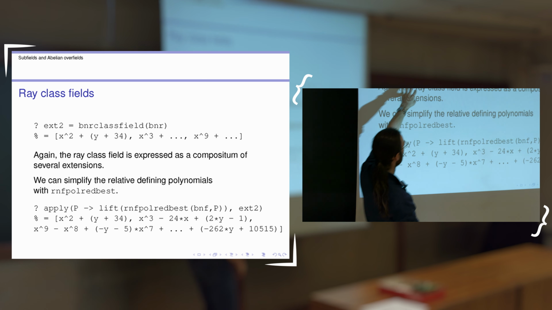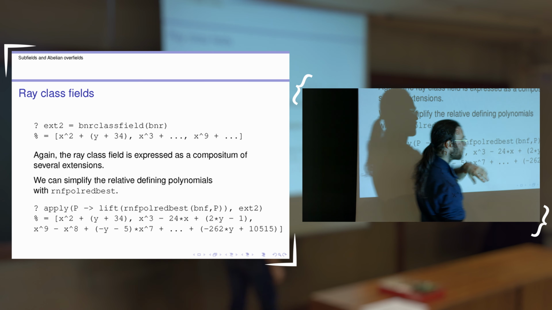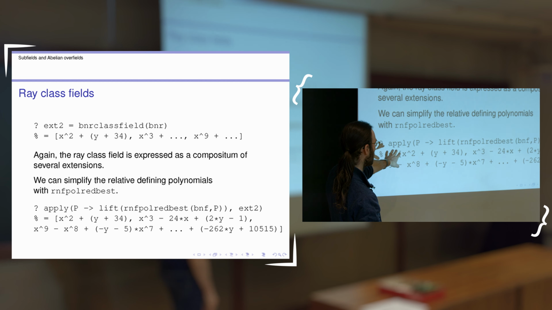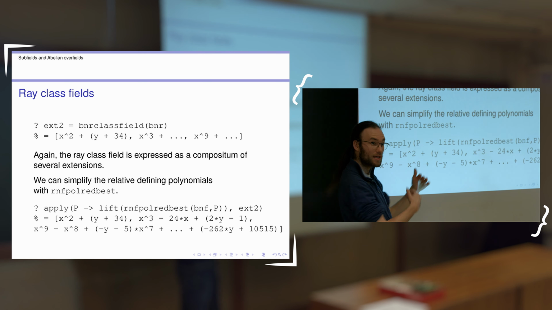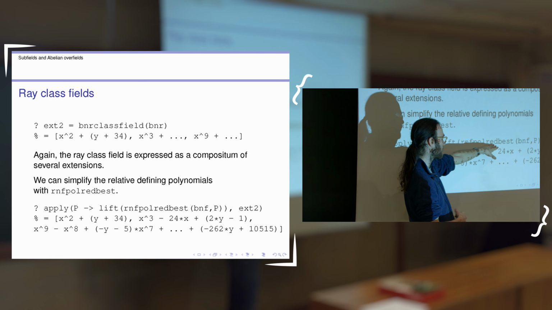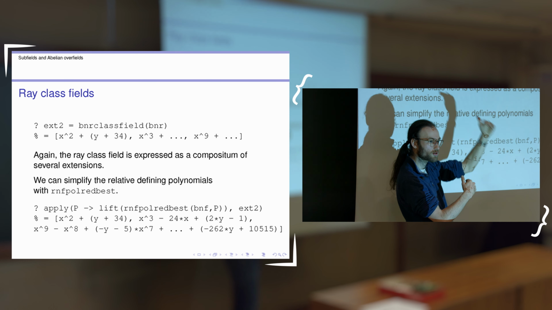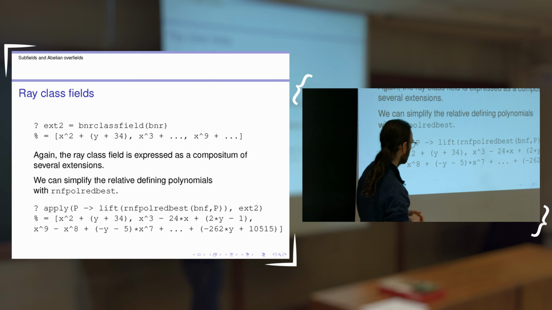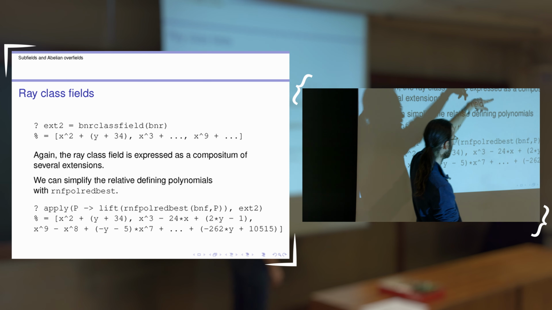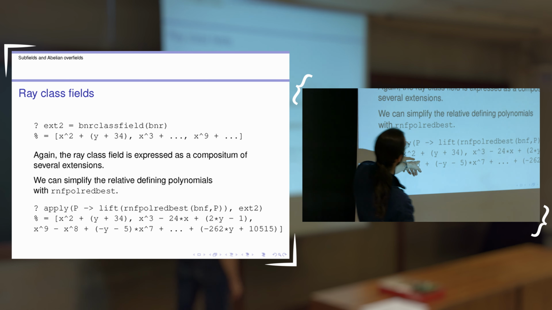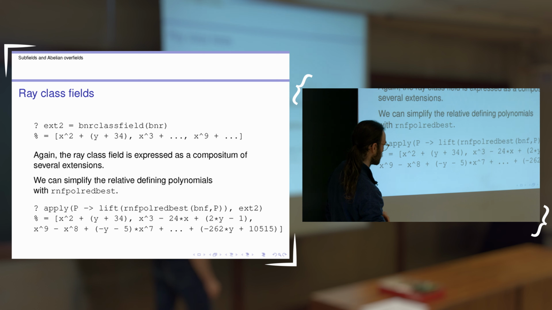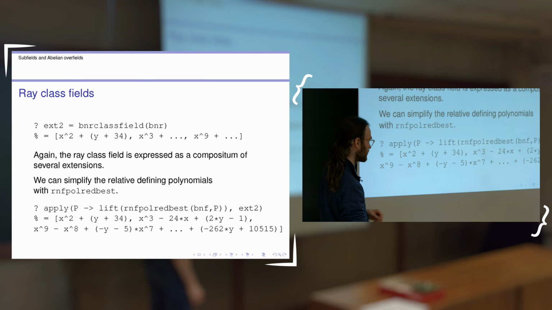And OK, so these polynomials will be slightly ugly, probably. And so again, you can simplify them. Now, remember, we used polredbest to simplify absolute polynomials over Q. Here we have the function rnfpolredbest that simplifies defining polynomials for relative extensions. OK, so we can apply that to these 3 polynomials and get slightly nicer defining polynomials. Well, the quadratic was pretty simple already, but the cubic and degree 9 one not so much.